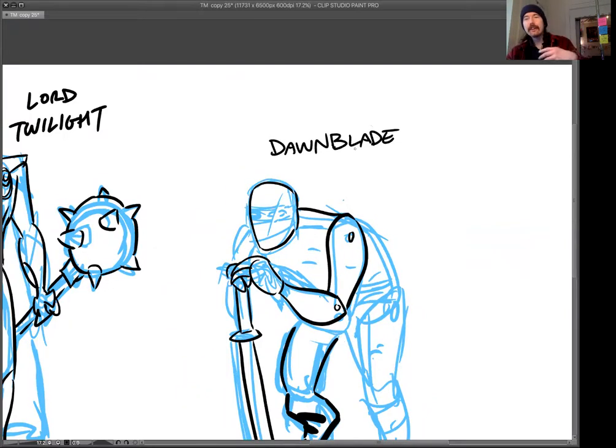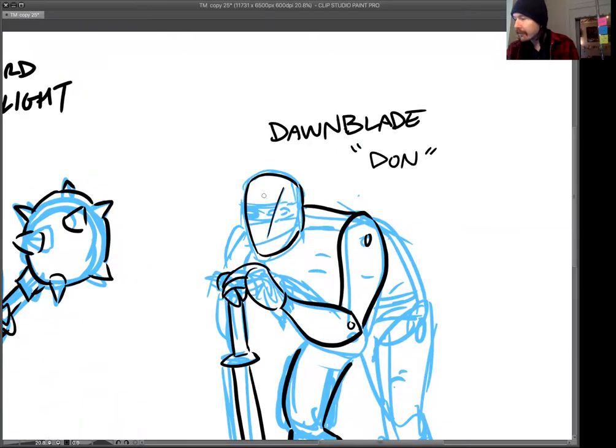He affects a kind of avuncular, mentor type attitude at first when he first meets Lord Twilight. He's like, I'm Dawn Blade, but please just call me Dawn. You know, he plays up this sort of, hey, I'm just a swell guy here to help. That's his attitude. And he's got the scratch over the eye. That gives him something to mirror Lord Twilight's scratch.